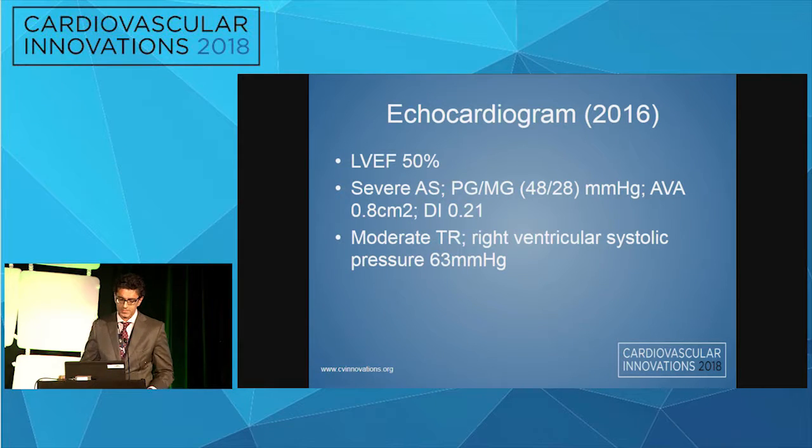The repeat echo in 2016 showed an EF of 50%, a mean gradient of 28, so the mean gradient went up, a valve area of less than 1.8, and a dimensionless index of 0.21. I'll add here, though I have not written it, that the stroke volume index was less than 35. So by definition, this could be considered paradoxical low-flow, low-gradient severe AS. He also had moderate tricuspid regurgitation with an RV systolic pressure of 63 estimated on echo based on the tricuspid regurgitation jet.